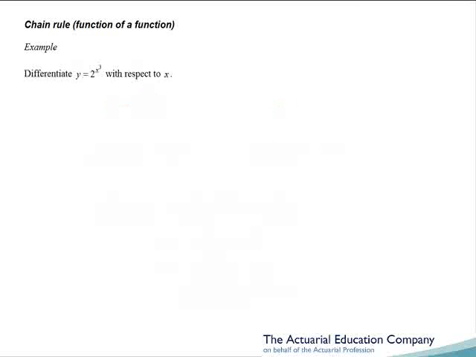Finally, let's look at differentiating y is equal to 2 to the x cubed. Setting u equal to the nested function of x cubed, we have that y is equal to 2 to the u. So dy by du, using our standard result, will be 2 to the u log 2. And du by dx is equal to 3x squared.